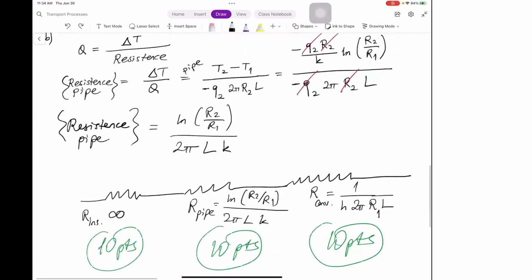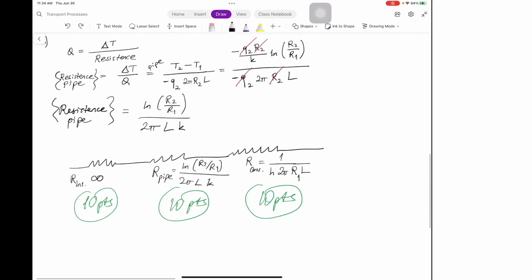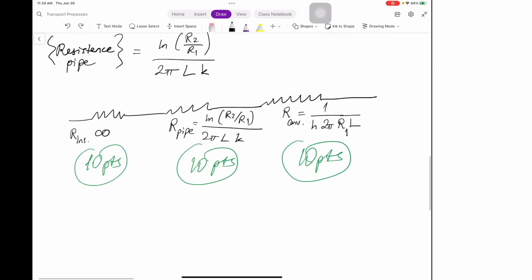You can say that L is not given. Let me just calculate this resistance per unit length. You don't need to actually have this L there. I would actually count it as correct if you don't have that L there, but that's okay. So this is your pipe.